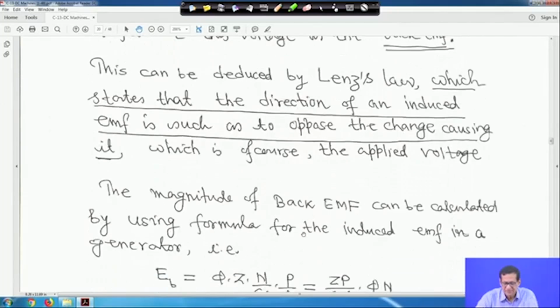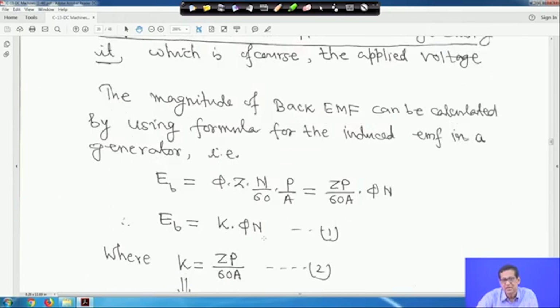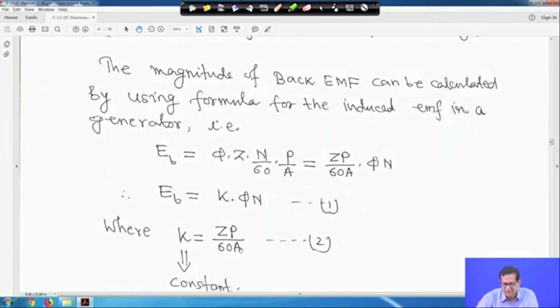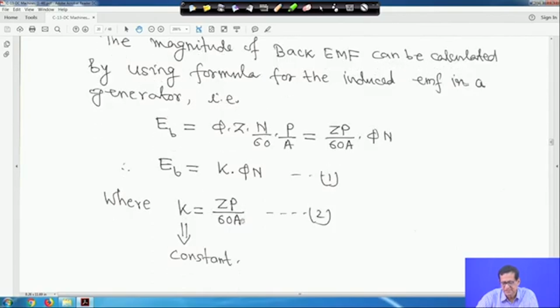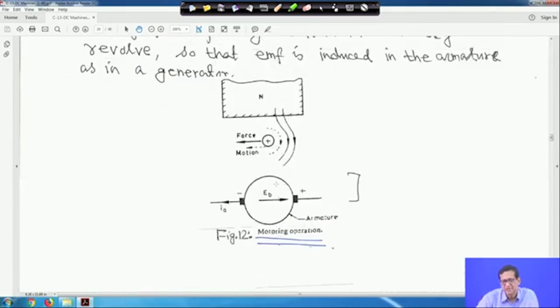So, the magnitude of back EMF can be calculated using the formula for the induced EMF in a generator. It is the same formula: EB is equal to phi Z N by 60 into P by A, that means ZP upon 60A into phi into N. So, ZP upon 60A is a constant. EB can be written as K into phi N for the motor back EMF, where K is equal to ZP upon 60A, because Z is a constant, P is a constant, and A is a constant, and therefore K is a constant. So, this is the back EMF. When you take numericals, at that time you will find things are much easier.